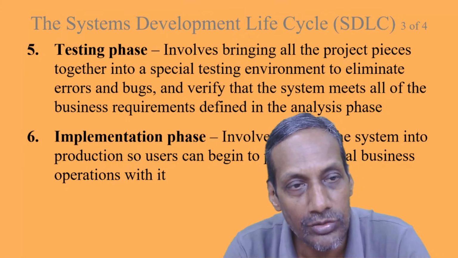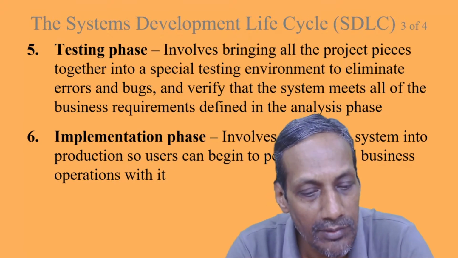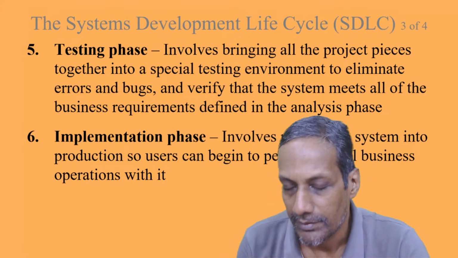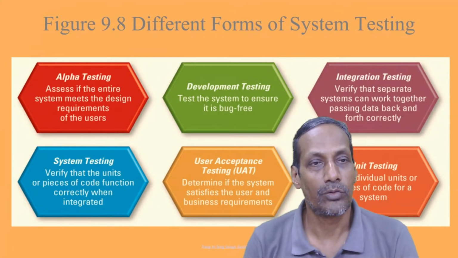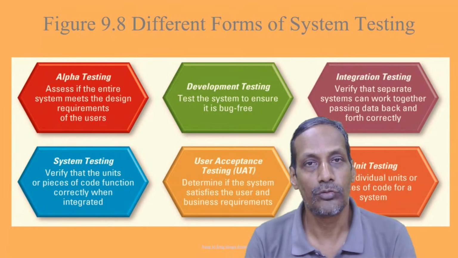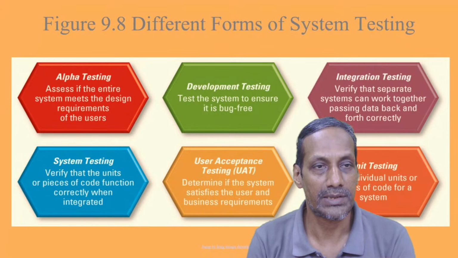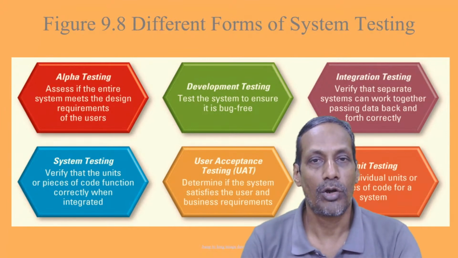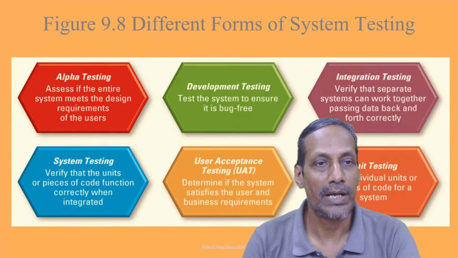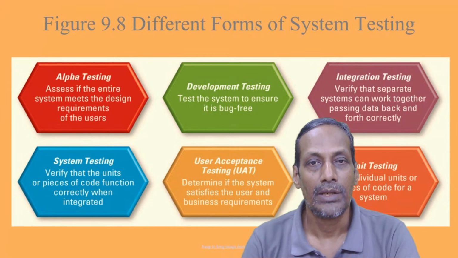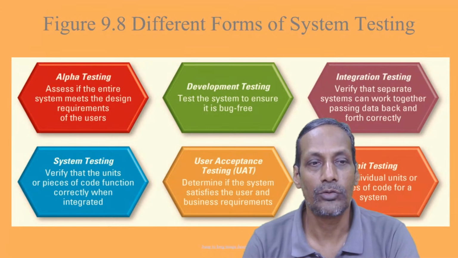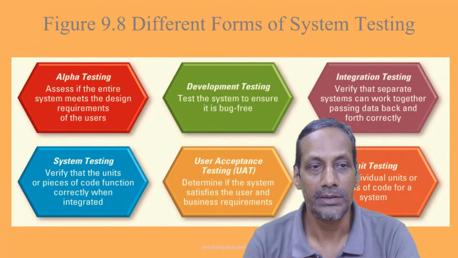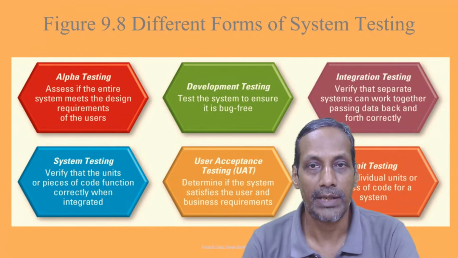So, after that, these 7 phases of the systems development lifecycle happen. If you take a look, the system that you are going to develop and implement goes through various forms of systems testing. You are involved in alpha testing. That means you assess if the entire system meets the design requirements of the users. You are involved in systems testing. That means you need to verify that the units or pieces of code function correctly when integrated.